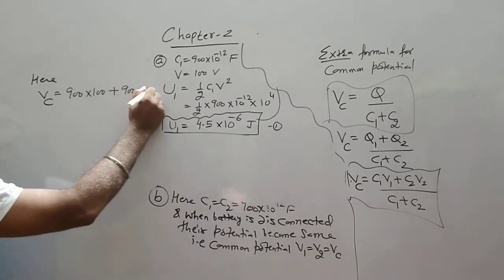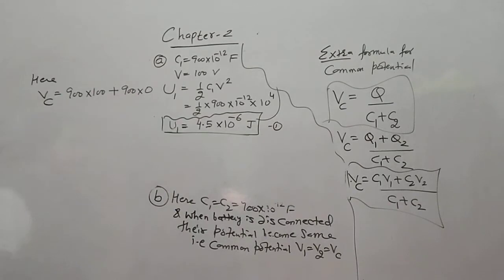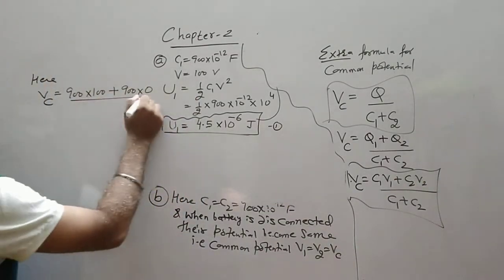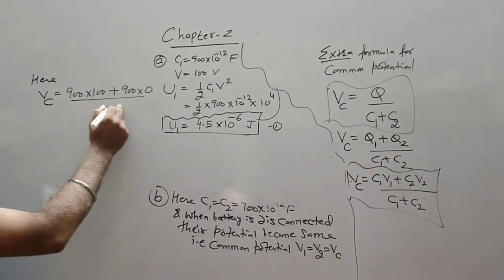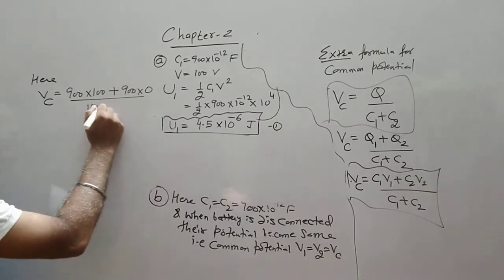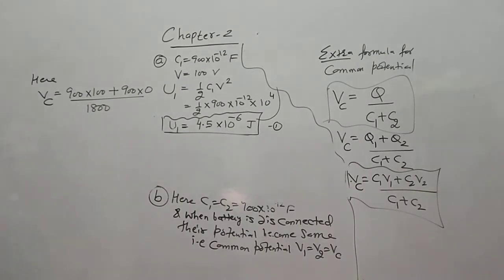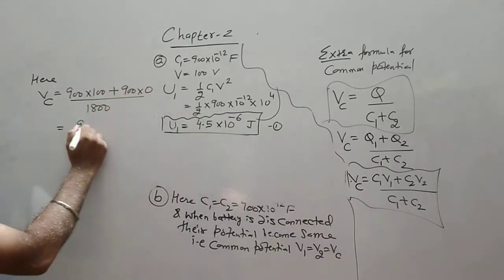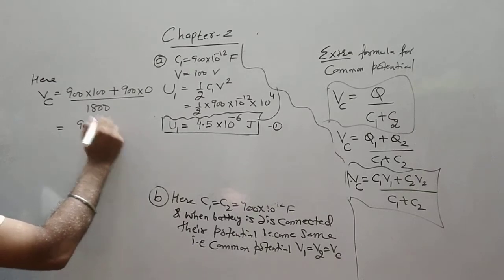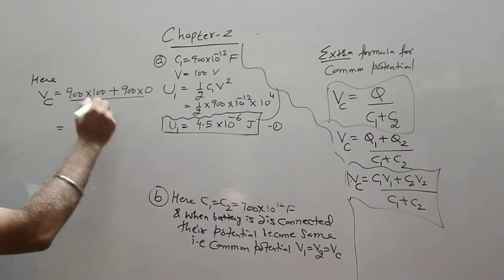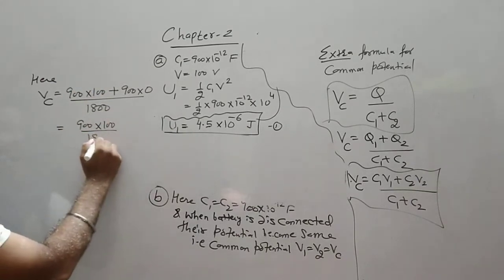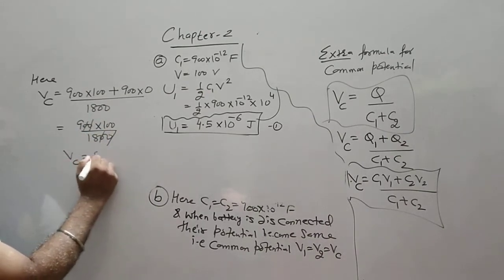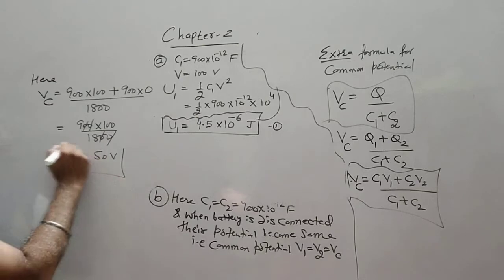C2 was not connected to any battery, so we write V2 is 0. It was not connected to a battery. Divided by 900 plus 900, that is 1800 picofarad. So this portion is 0, 900 into 100, the unit above is pico, down is pico, it is cancelled, upon 1800. So clearly you see Vc comes out to be 50 volt.